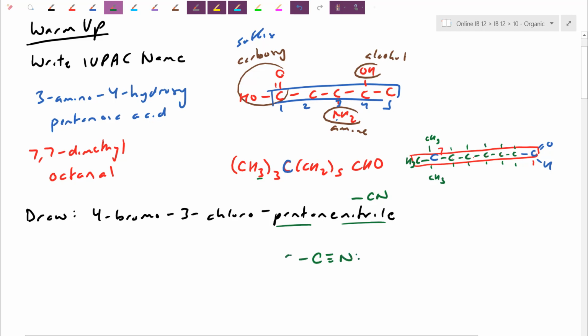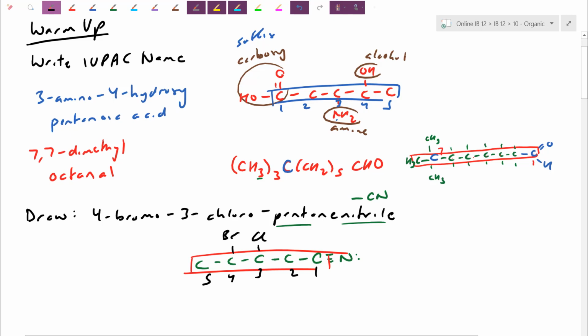We have 5 carbons in a row. So 1, 2, 3, 4, 5. Remember, the parent is just made out of the carbon, including the carbon in the nitrile grouping there. And then all we're going to do is number it. Position 1, 2, 3, 4, 5. At position 1, there's a chlorine group. At position 4, there's a bromine group.